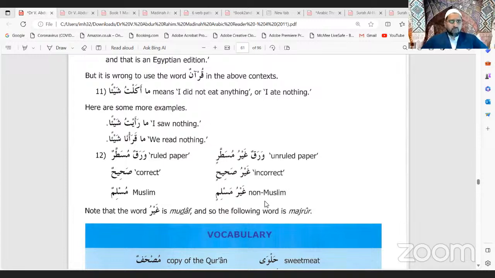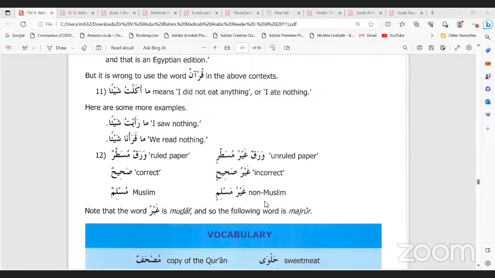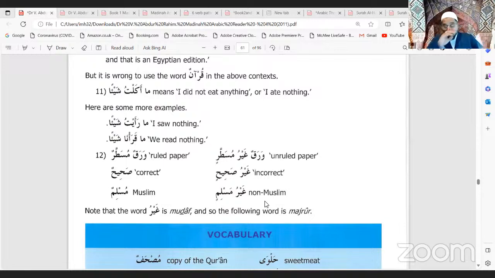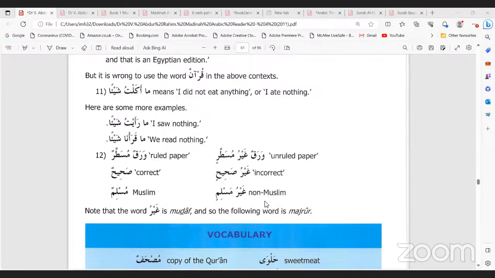Okay. Number 11. Ma akaltu shay'an means I did not eat anything or I ate nothing. So ma with the past tense becomes "did not." Here are some more examples. Ma ra'aytu shay'an, I saw nothing. Ma qara'na shay'an, we read nothing.